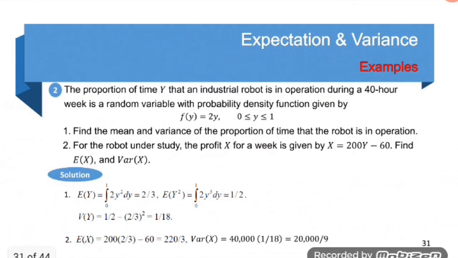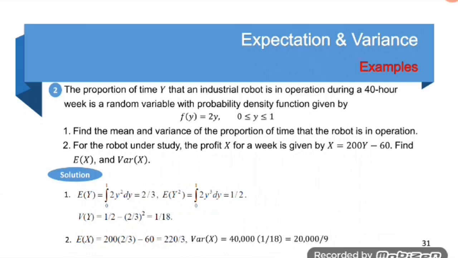Here we have a variable representing the proportion of time that an industrial robot is in operation during a 40-hour week. It is a random variable with probability density function given by 2y, with y between 0 and 1. Find the mean and variance of the proportion of time that the robot is in operation. We need to find the mean and the variance of y.